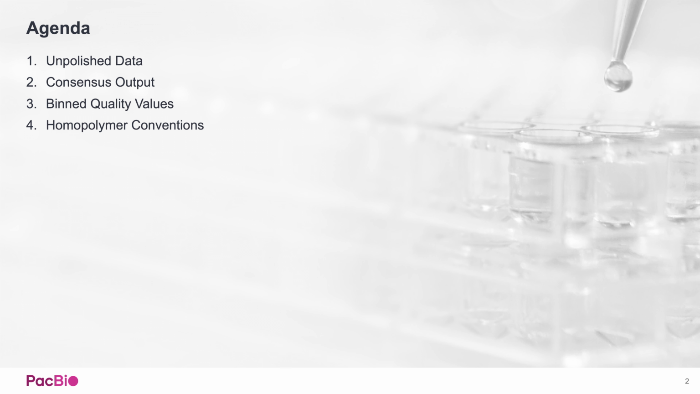We'll first take a look at unpolished data before examining the circular consensus sequencing output of the Sequel IIe system, and then the current output for the Revio and Vega systems.